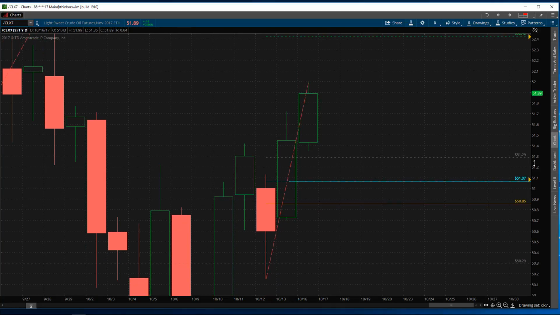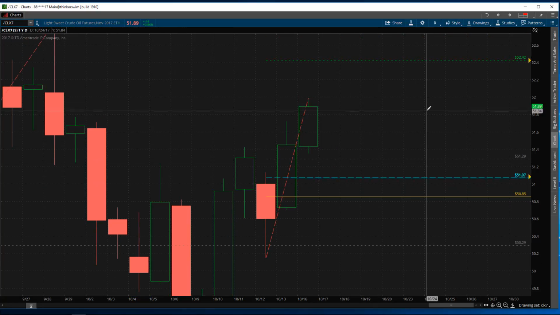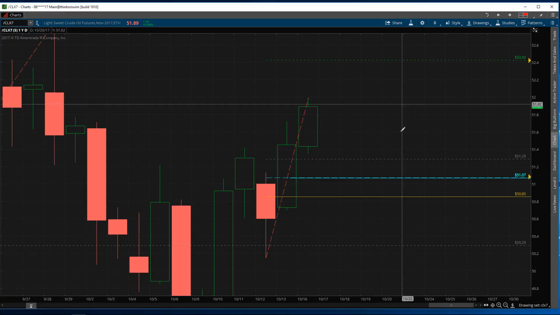Remember, we do have those oil inventories on Wednesday at 10:30 a.m. East Coast time. So if we're pulling back into those levels going into that time frame, I think that would be a perfect setup to break out higher for the rest of the week.